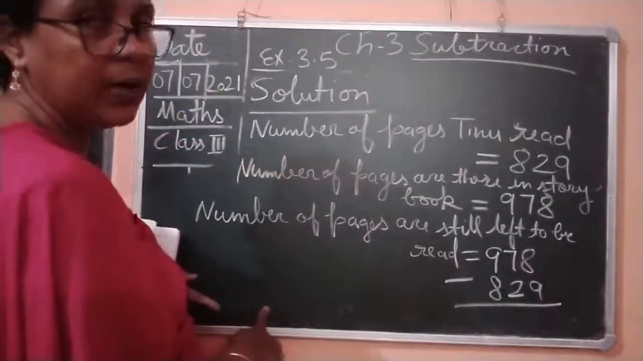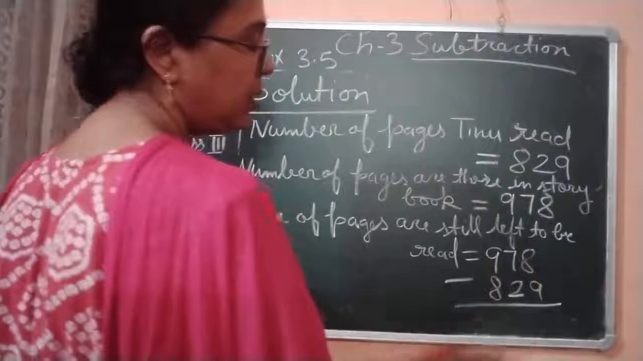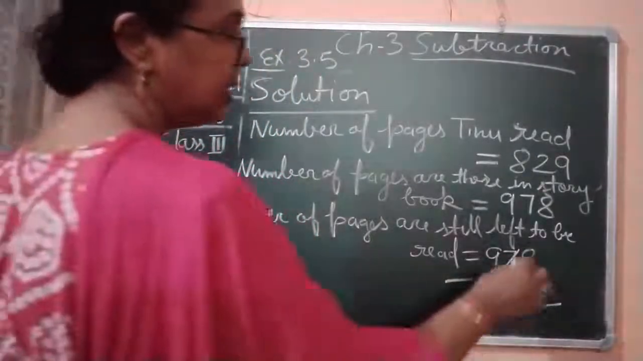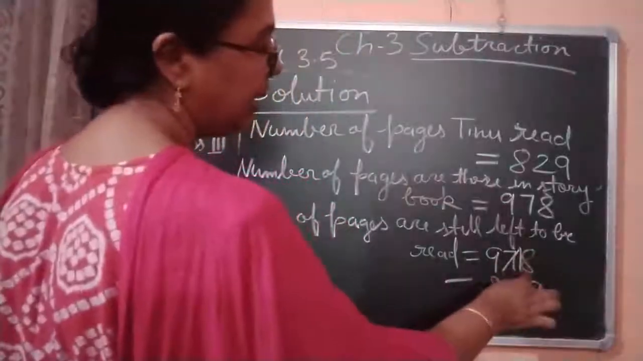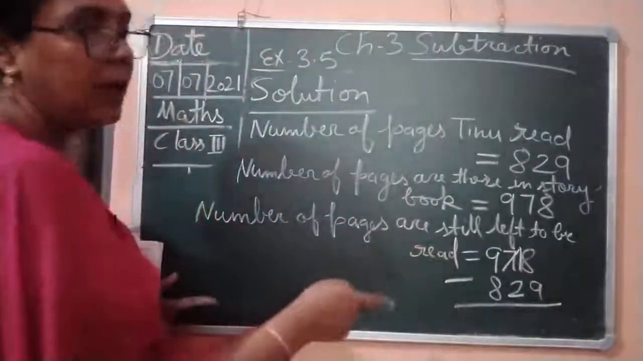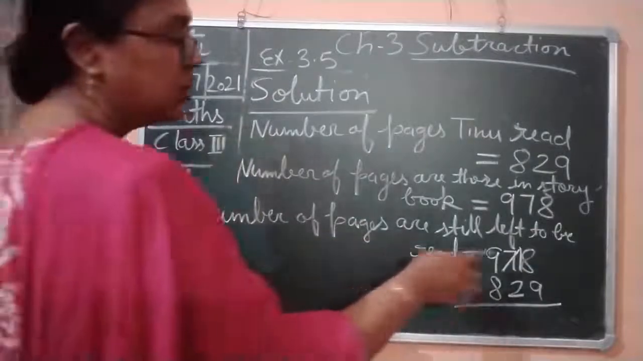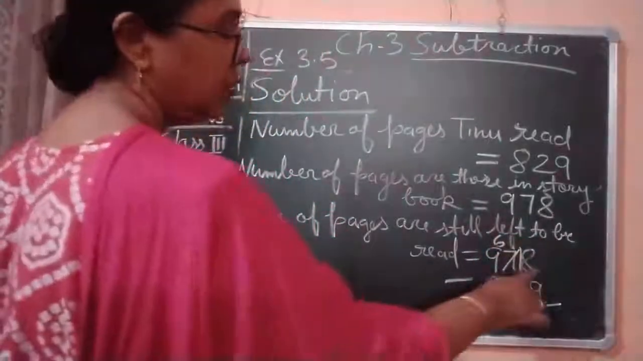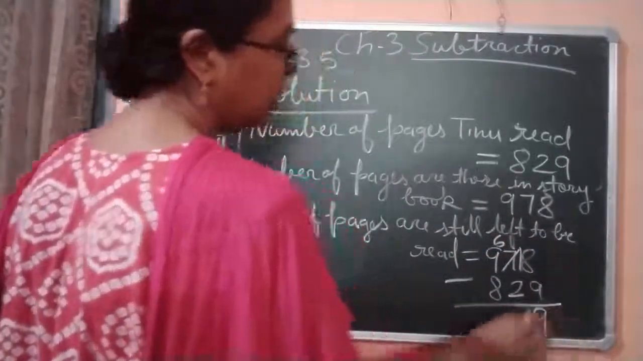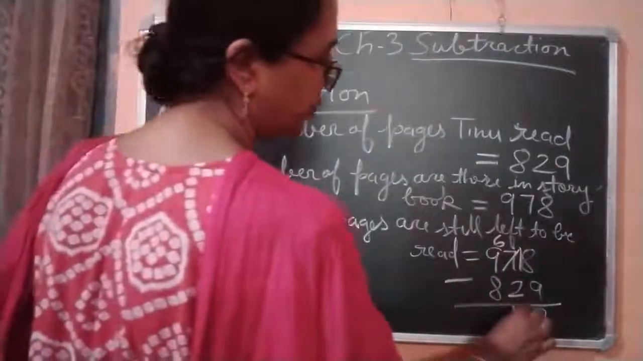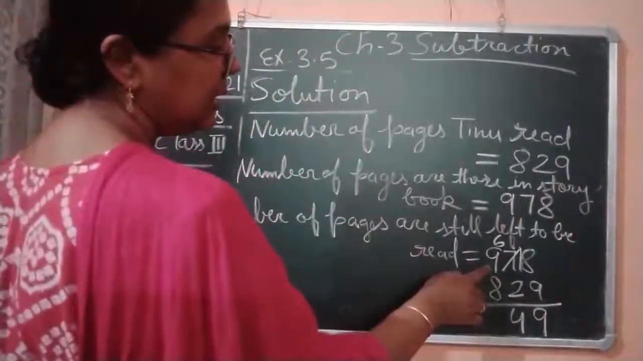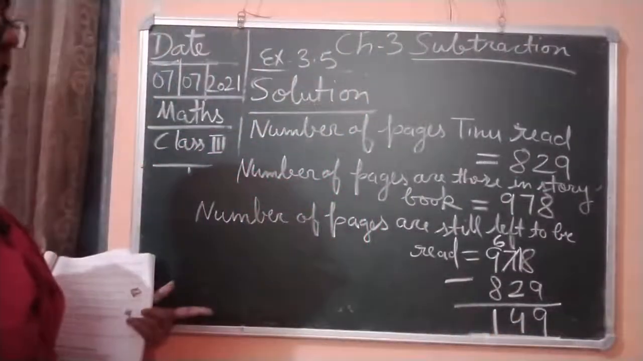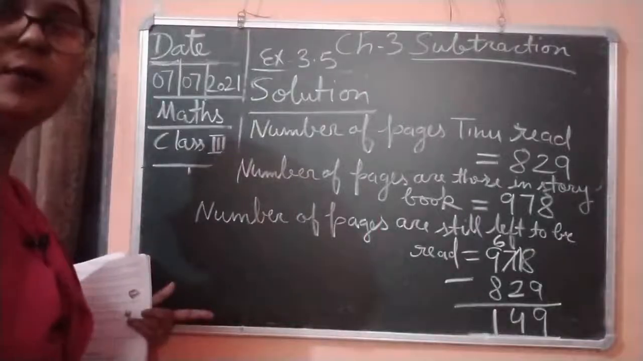Okay, so here you can see this is the small number 8. So what we will do? We will ask help from tens column. So tens will give 1 ten, so it will become 18, because tens column has given 1 ten to this ones 8. So now here what is left? 6 is left. So 18 minus 9 is 9, and 6 minus 2 is 4, and here you can see 9 minus 8 is 1. So 149 pages are still left to be read.